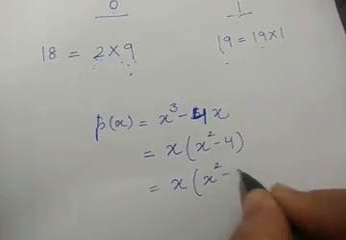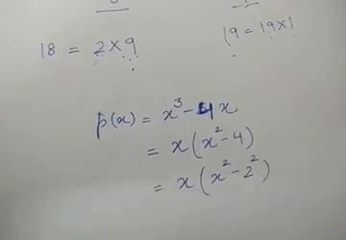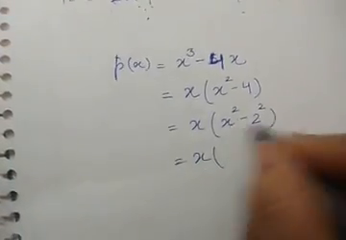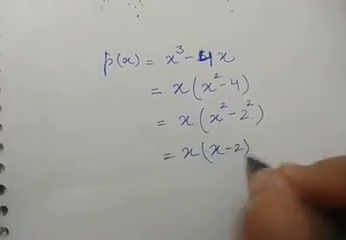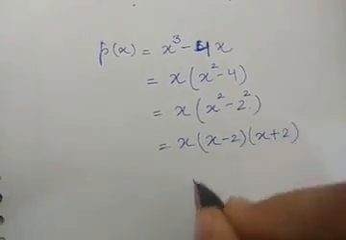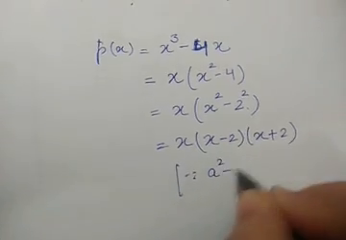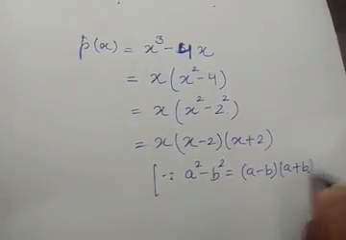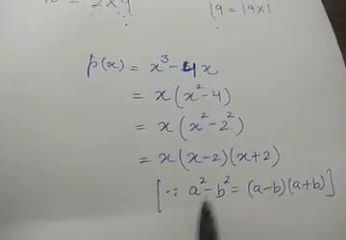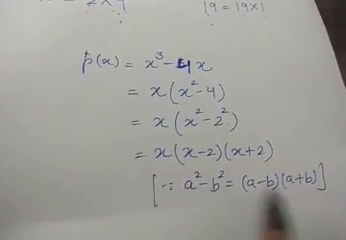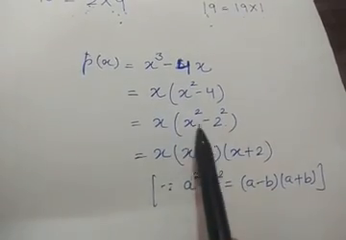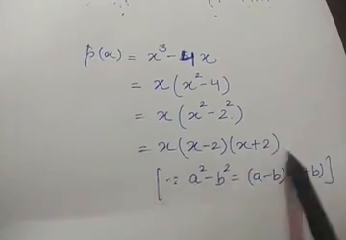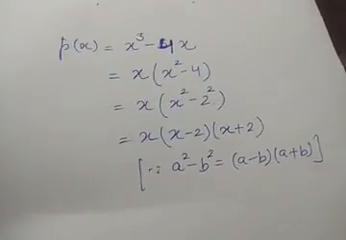x square minus 4 we can write as x square minus 2 square. So now what will you get? We can use the identity a square minus b square, which is equal to a minus b into a plus b, so we get x minus 2 into x plus 2. This identity was learned by you in 8th standard. So we have used that identity, a square minus b square equals a minus b into a plus b. So this is the factorization of P(x).